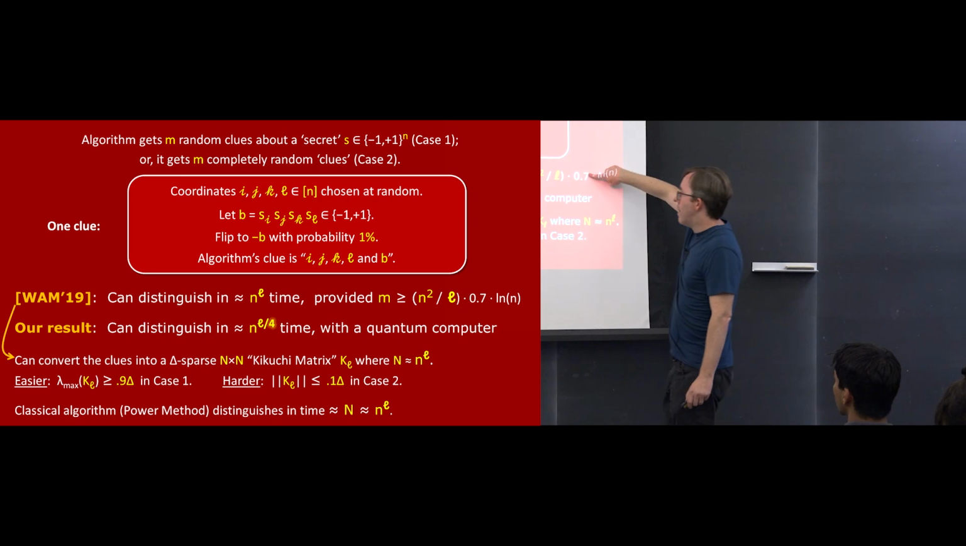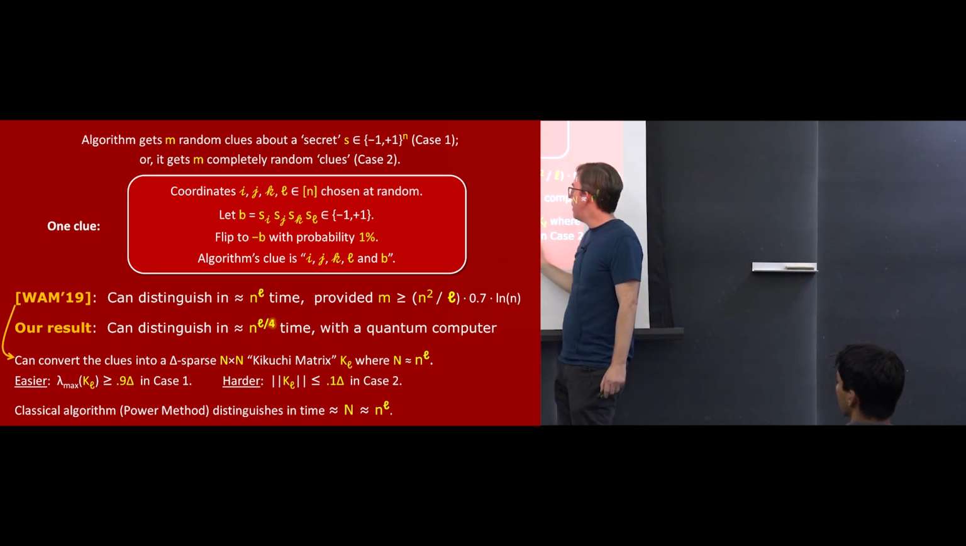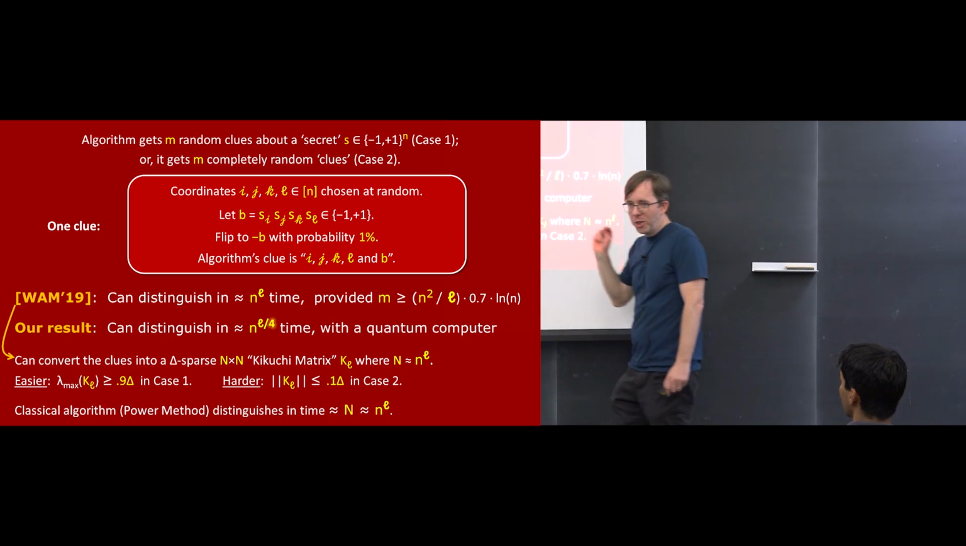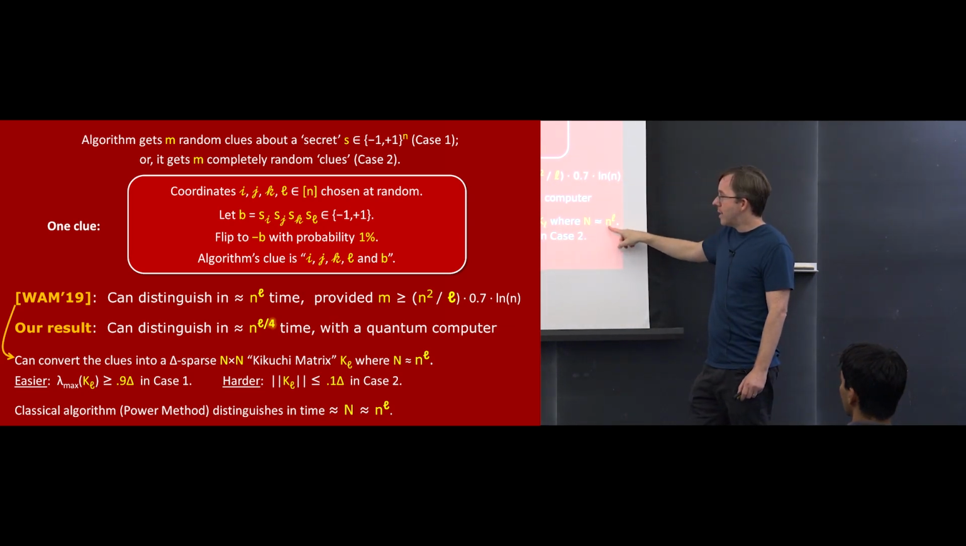So how does the WAM paper work? It takes all the clues it gathers up and builds a capital N by capital N matrix out of these clues, called the Kikuchi matrix, K sub l. And the dimension of this matrix is quite big. It's n to the l.